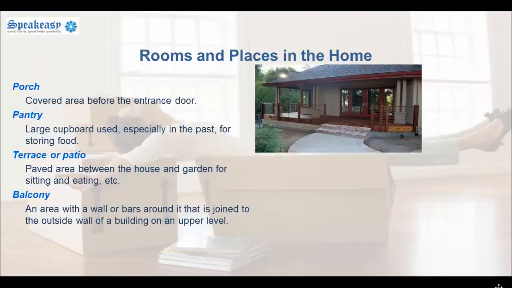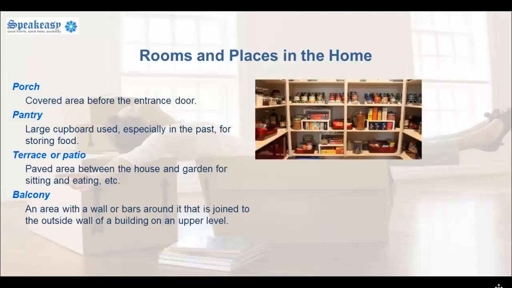A porch is a covered area before the entrance door. A pantry is a large cupboard used, especially in the past, for storing food. Not so common in modern apartments.